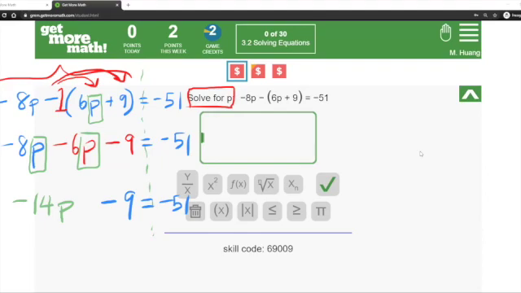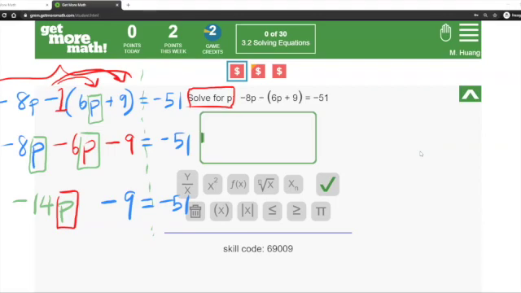My variable is still here. It's still p. It's still on the left side. It never moved to the right. So there are 2 numbers. We have a -14 and we have a -9 that we have to use inverse operations on. So which one is it?